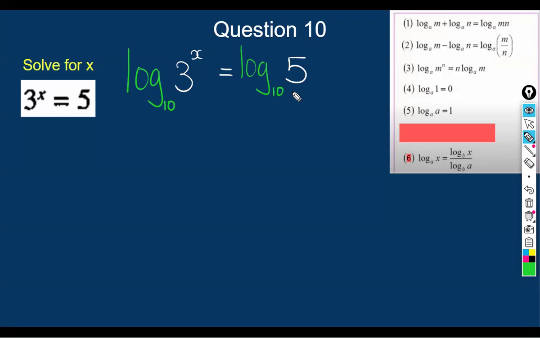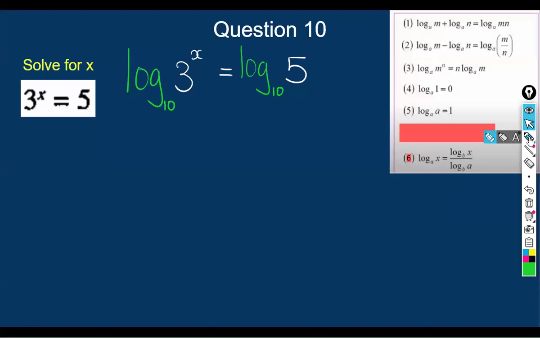Everyone take down up to there. Log both sides. And you notice I chose log to the base 10 because I might as well choose something that my calculator could handle. Remember, the aim of the question is to solve for x.